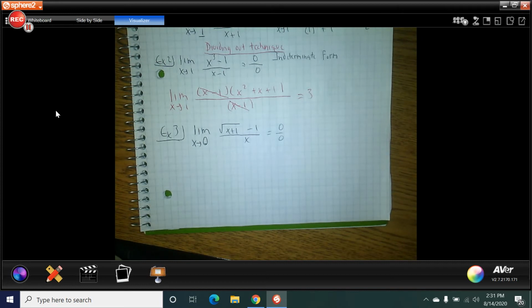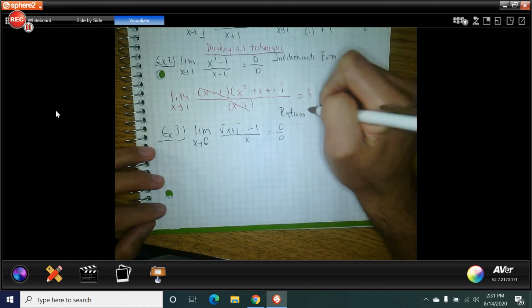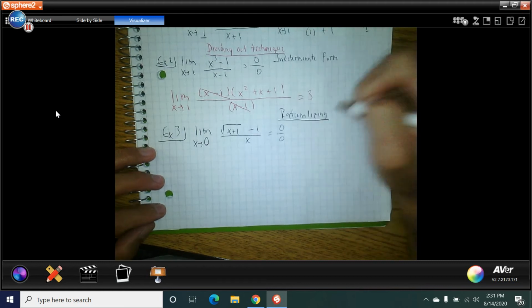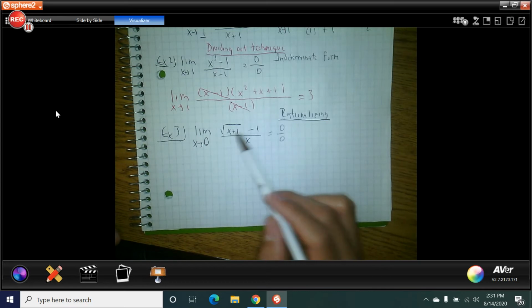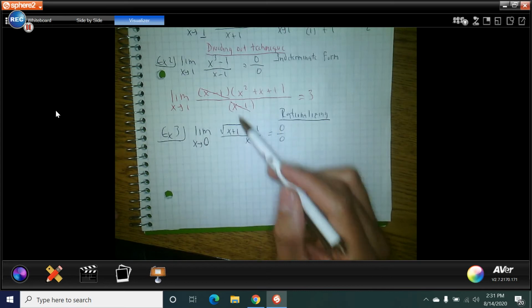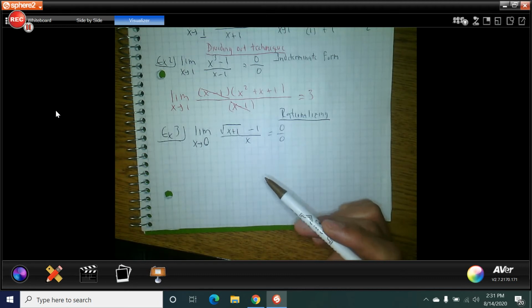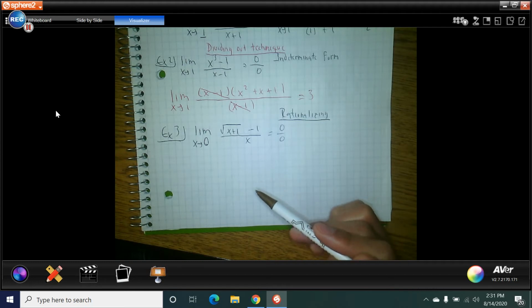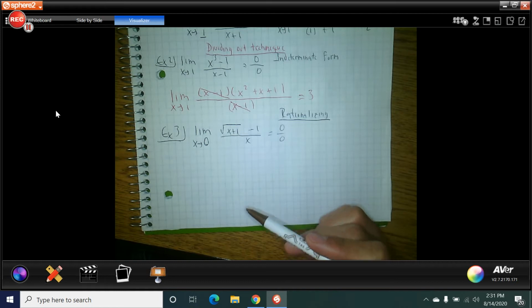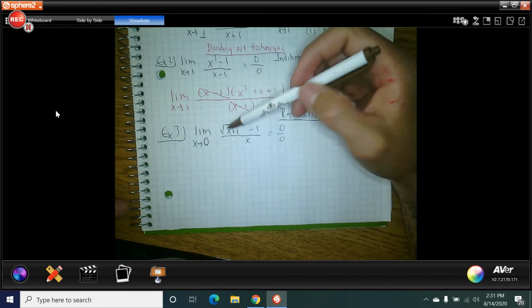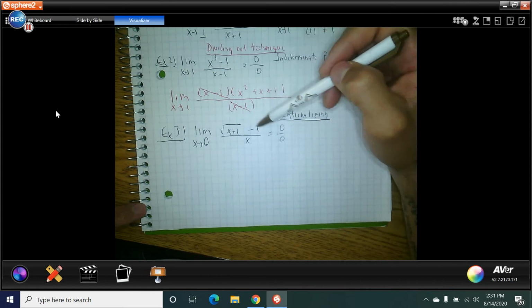Now, when I see this problem, I think of something called rationalizing. Why do I know to rationalize? Anytime you see a square root plus or minus a constant in a rational function, you may want to think of rationalizing. Think back to Algebra 2, what it means to rationalize. To rationalize is to multiply by the conjugate, or really to multiply a root by its own root so we can get rid of the root. But in this case, because we have this constant, we're going to multiply by what we call the conjugate. Remember, the conjugate is when you have two terms and you switch the sign in between the two.